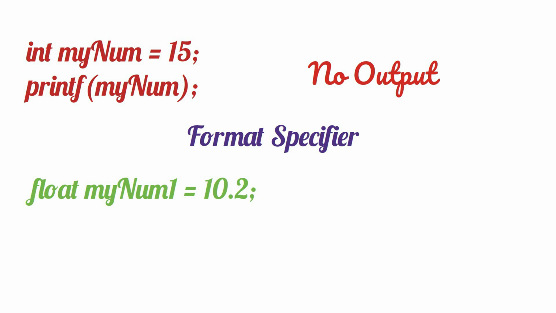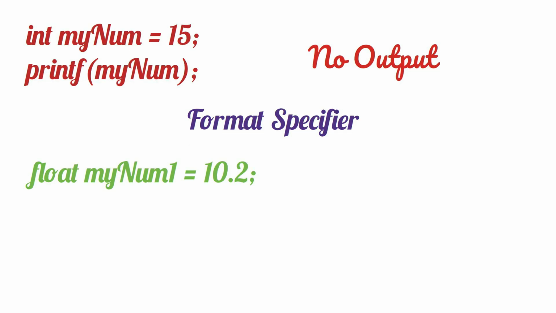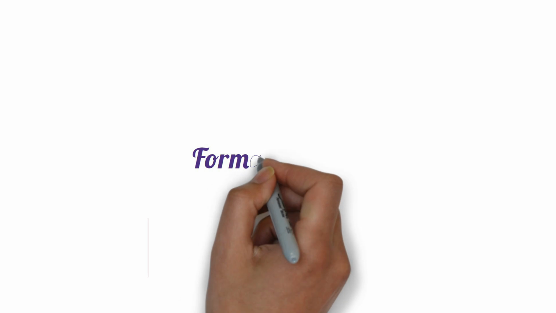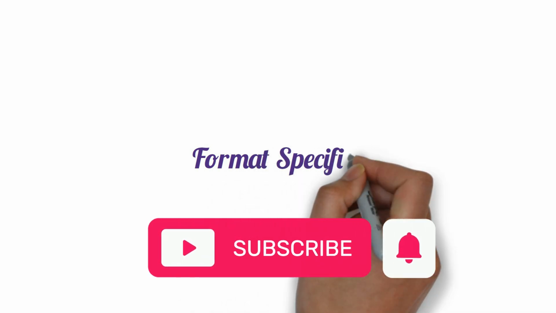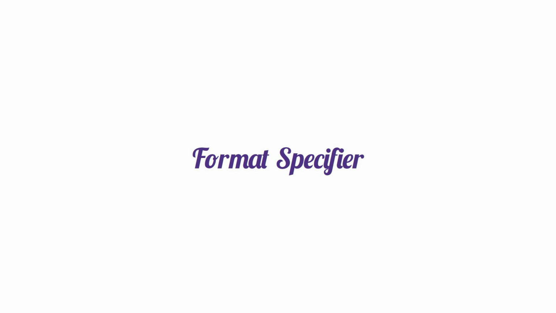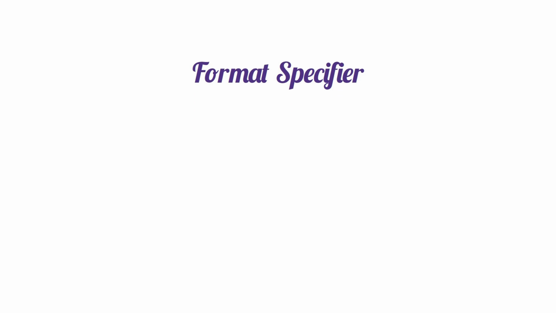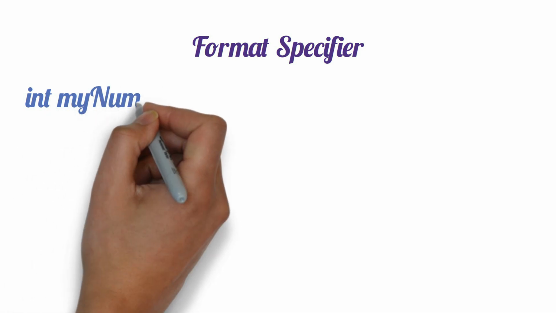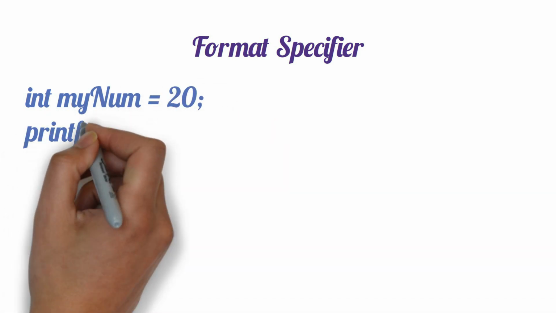Now here you can see I have declared a floating point value called my num1, and that my num1 has 10.2 value in it. Now a format specifier starts with a percentage sign, followed by a character. For example, as we saw in the previous code, again I will declare a variable int my num equal to 20. Now if I need to print this my num, then what will I do?